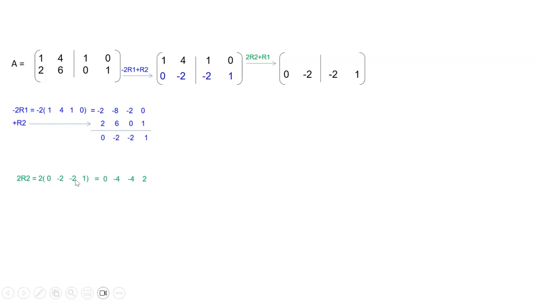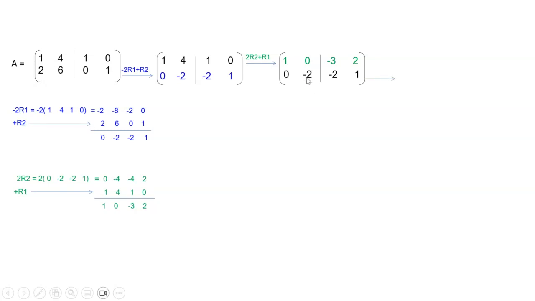So 2 row 2 gives us 0, -4, -4, and +2. And then row 1, all we do is bring it over. Then we add them. So we get 1, 0, -3, 2. So this is my new row 1. If you notice, we're almost done, right? But the -2 cannot be -2.